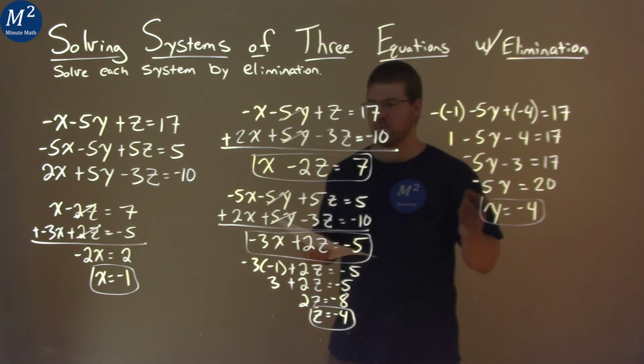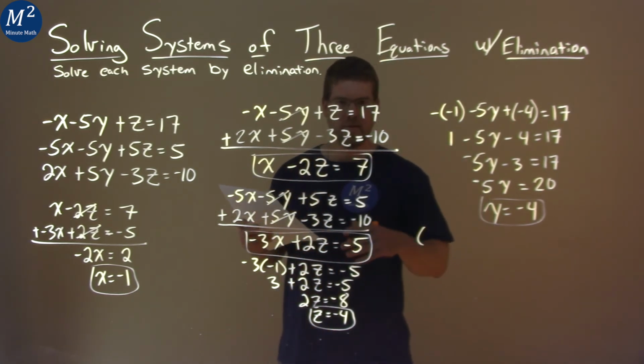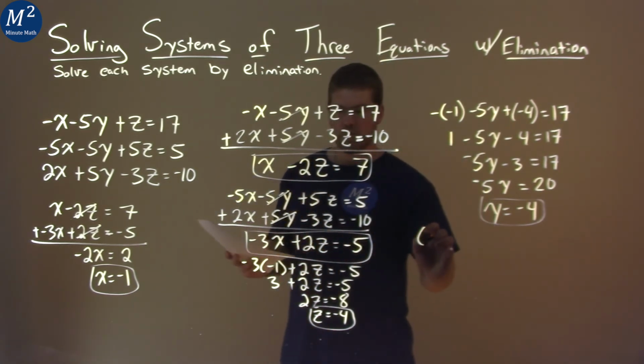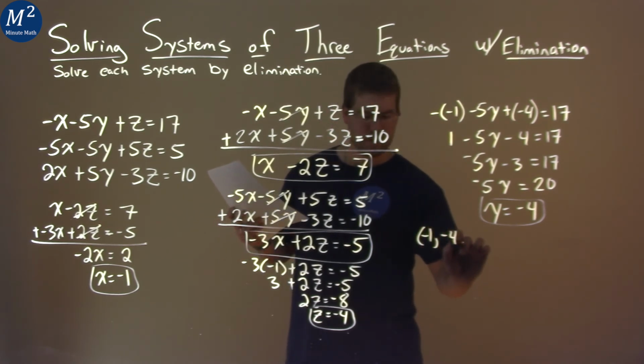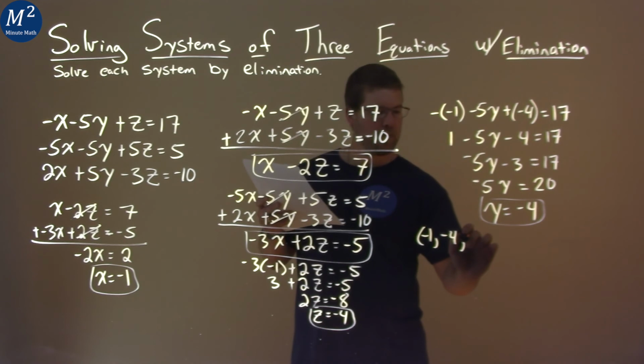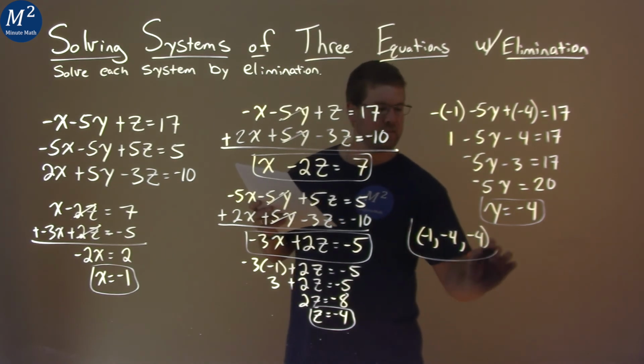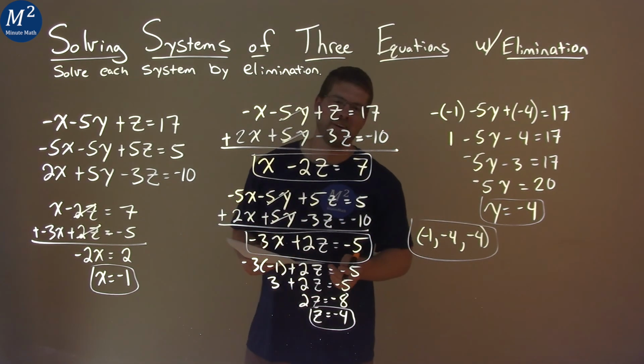So we have our x, y, and z values. We can write this as the point negative 1, negative 4, negative 4. And that is, after all that, our final answer.